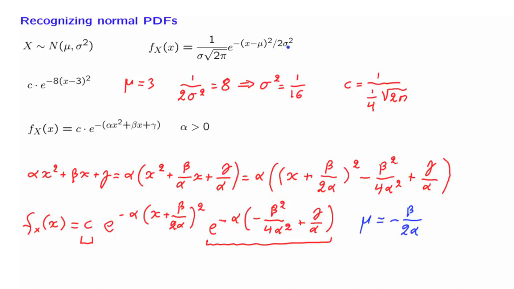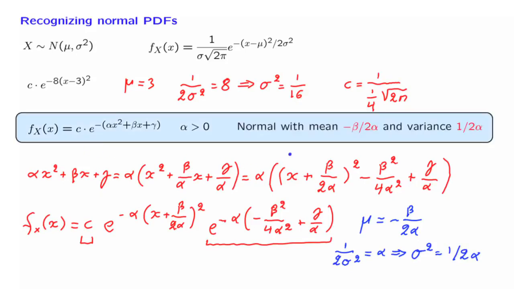And as for sigma squared, we match and say that 1 over 2 sigma squared must be equal to the constant that we have up here, which is alpha. And from this we conclude that sigma squared is equal to 1 over 2 alpha. So we have concluded that a PDF of this type is indeed a normal PDF. It has a mean equal to that value and a variance equal to that value.